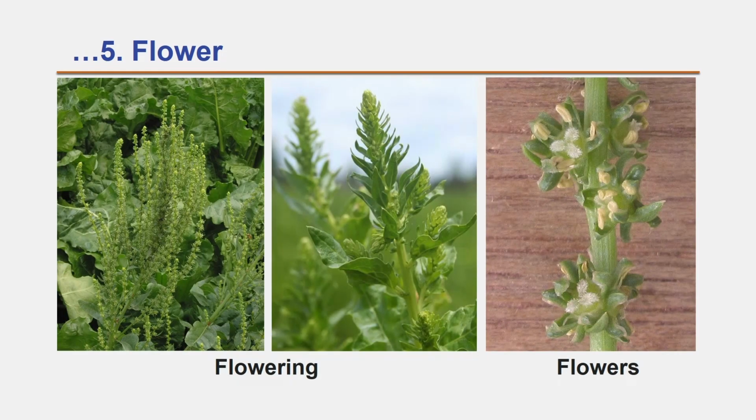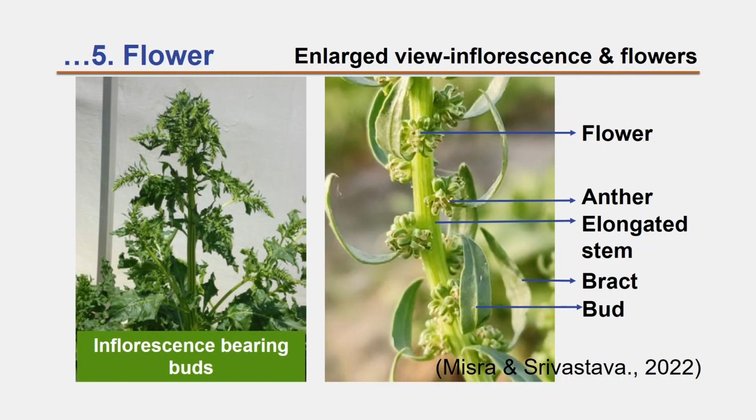Now, you can see this picture shows you the flowering in beet. On the right side, it is a close-up, and you can see the very light or creamy, yellowish color of the flowers. Now, you can see inflorescence bearing buds, and this one is also a more clear picture. So, here you can see the flowers in a cluster, and within the flower you will have anthers, and you have this elongated stem, and this is the bract, and you also see the bud.